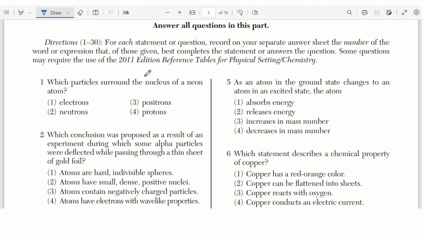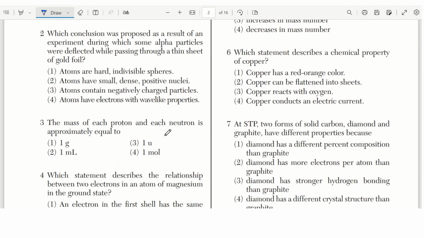Which particles surround the nucleus of a neon atom? So if we're looking at an atom, what do we have in the center? We have a nucleus, and then we have electrons in orbitals, right, in energy levels surrounding the nucleus. So which particles are found outside or surrounding the nucleus? Yeah, that's electrons.